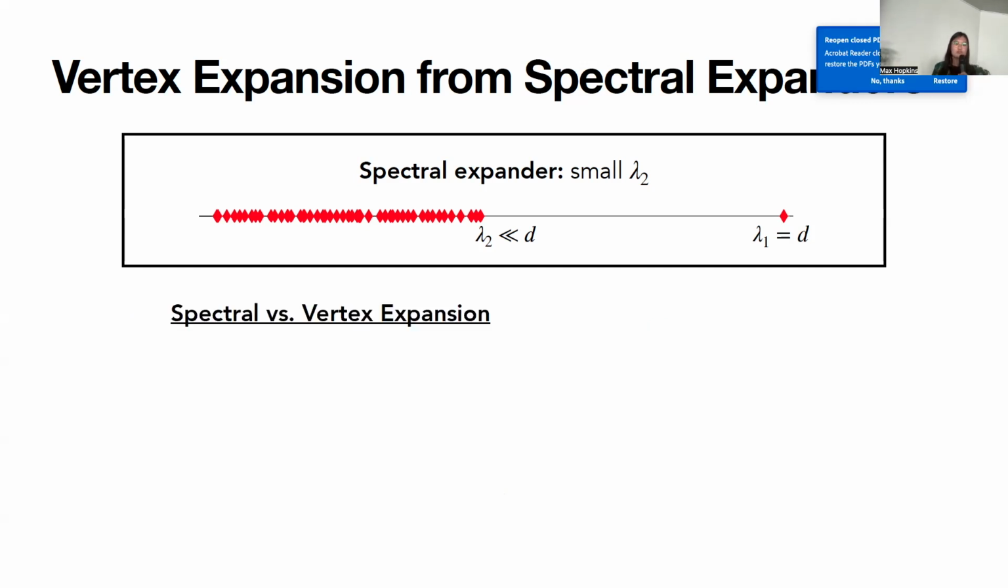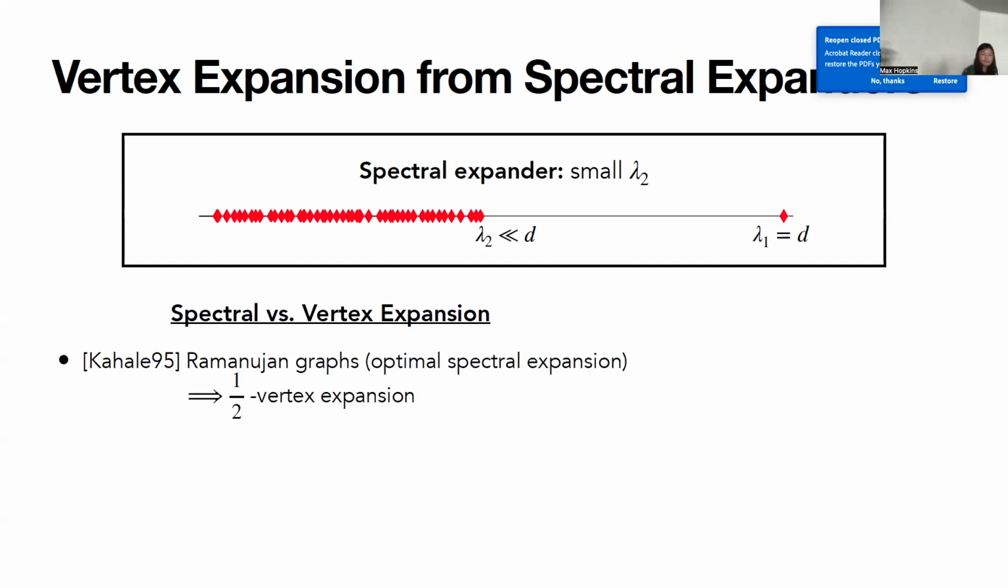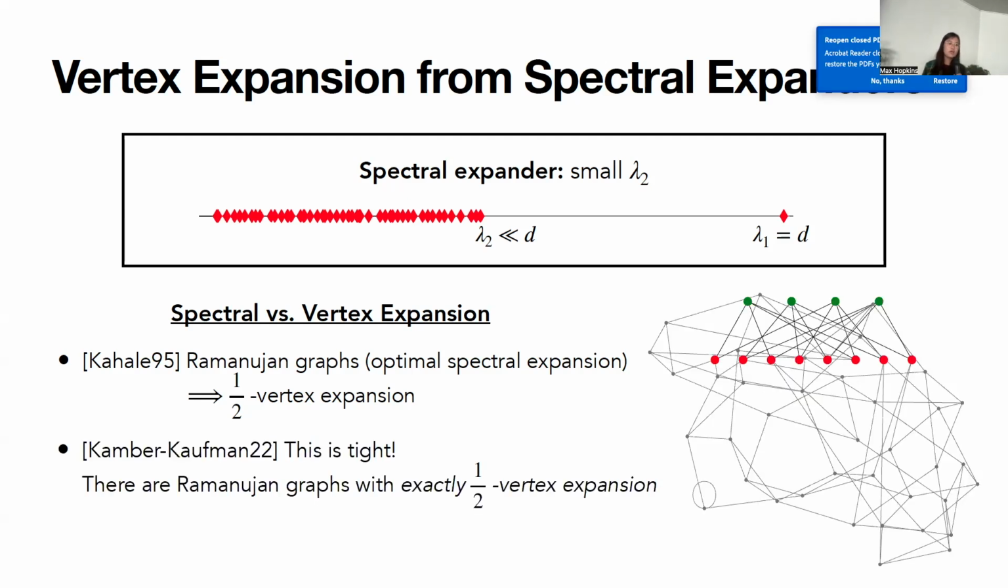Okay, so what kind of vertex expansion do we get from these optimal spectral expanders? If we have an optimal spectral expander, which is called a Ramanujan graph, Kahale showed that this will actually give you 1/2 vertex expansion. On the other hand, can you do better? It turns out for Ramanujan graphs, this is actually tight. We don't know any Ramanujan graphs that can do better, and we actually know Ramanujan graphs that get exactly 1/2. So in particular, the property of spectral expansion by itself will not imply the property of strong vertex expansion, just as properties alone.